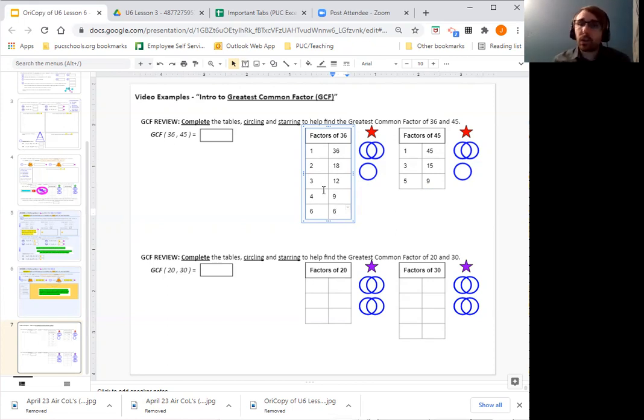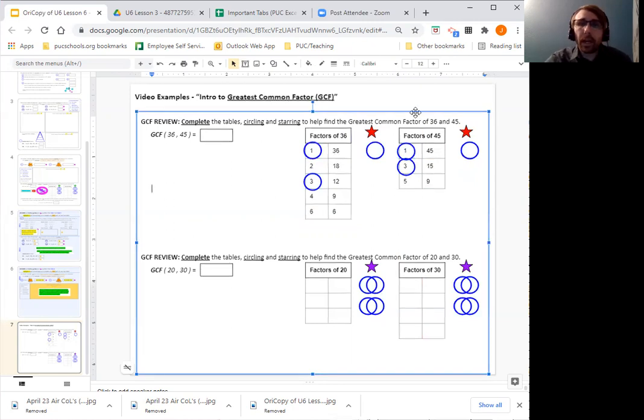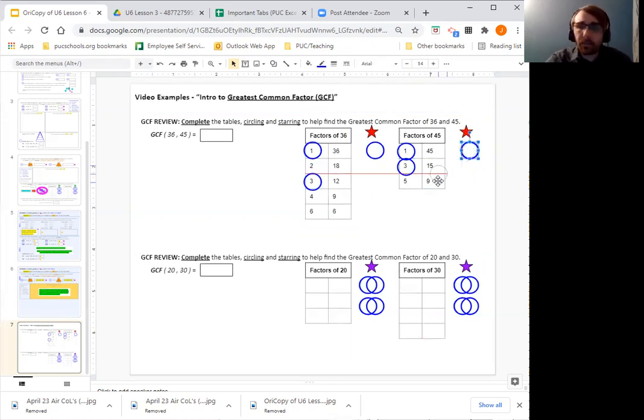So now what we're going to do is look for common. So I'm going to look for what both of the tables share. So I see that they both have a 1. So I'll put the circles around the ones. I see that they both have a 3. And I see that they both have a 9. So we're circling what are called the common or shared factors, the things that make both of the numbers. So they're in both lists.